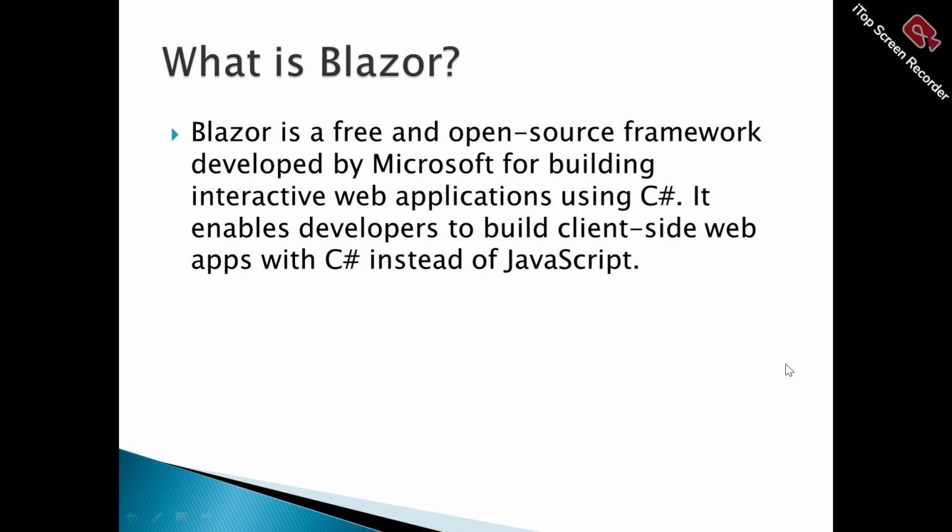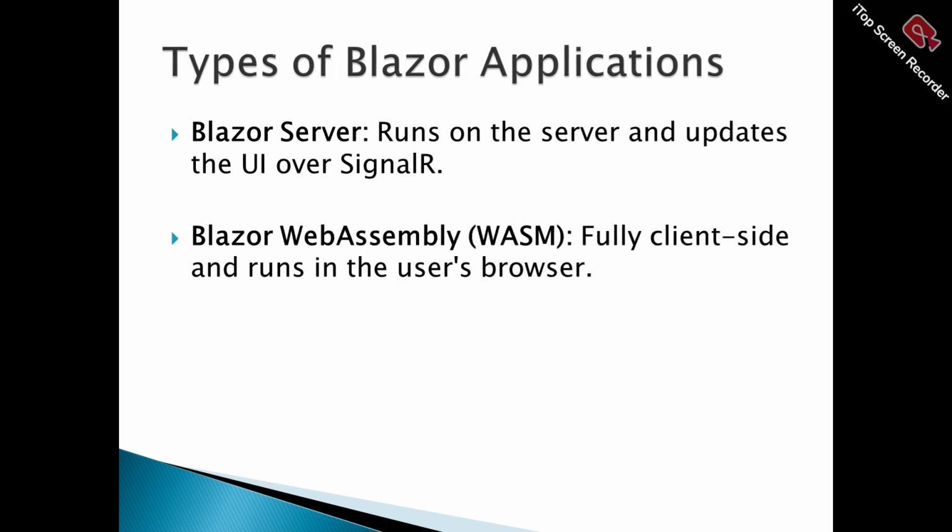Okay, so what is Blazor? Blazor is a free and open source framework developed by Microsoft for building interactive web applications using C Sharp. It enables developers to build client-side web apps with C Sharp instead of JavaScript. This is the most important thing in Blazor. We use C Sharp for front-end work instead of JavaScript. If you want to trigger an event, we use C Sharp. We will see that later, but this is the good thing in Blazor.